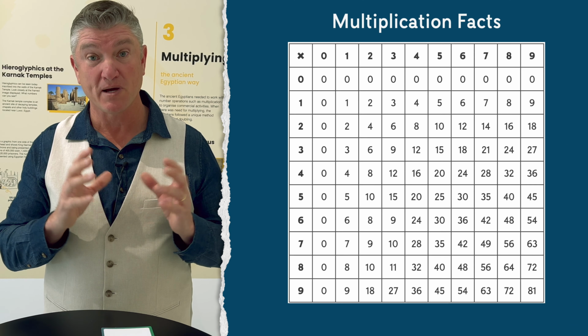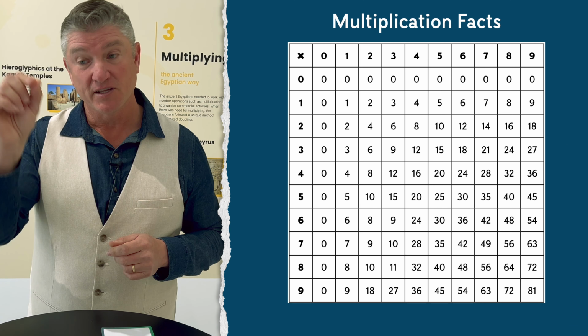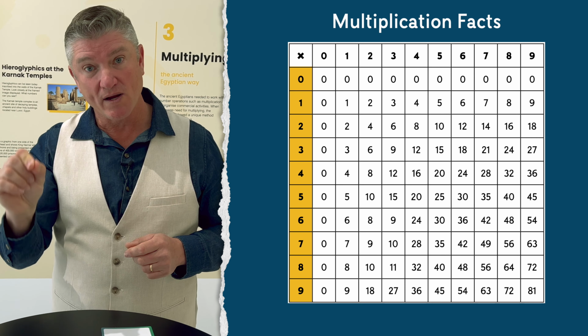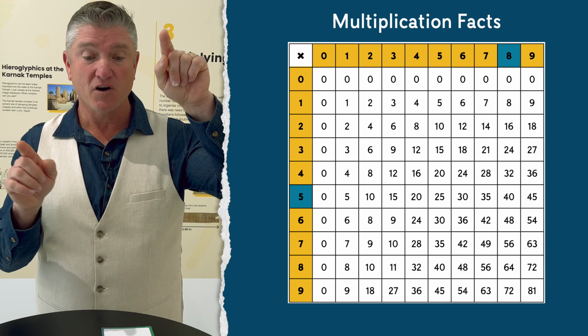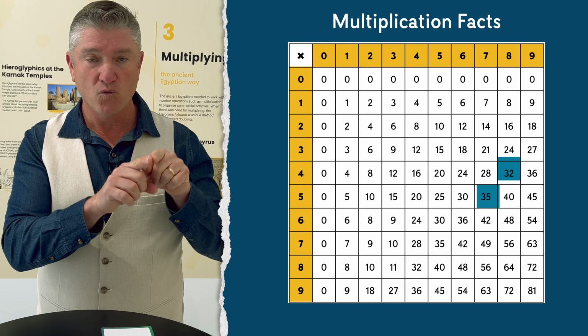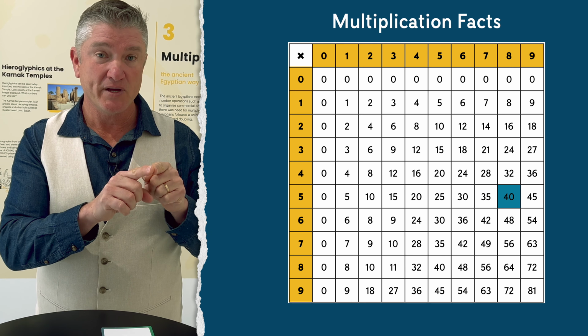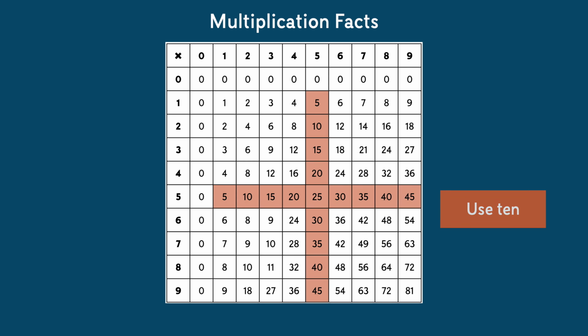Now this chart shows you all the multiplication facts that students must learn and have memorized. The left-hand column shows you one factor. Across the top shows you the other factor. So 5 eighths, for example, are 40. So here we have the use 10 strategy covers all these facts and their turnarounds.